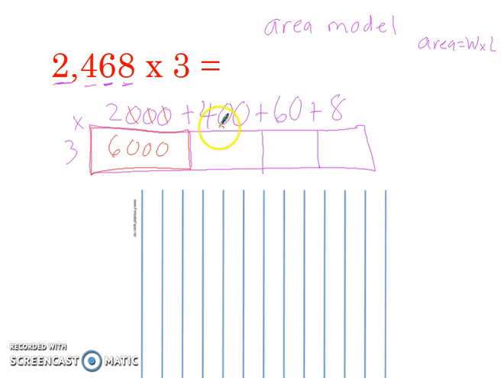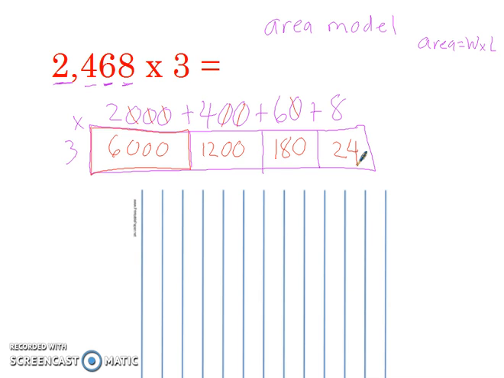In the next box, I have 400 times 3, so 4 times 3 is 12. Append my 2 zeros, that would make it 1,200. Next box, 3 times 60. 3 times 6 is 18 with 1 zero to append. And then the last box area is 3 times 8, which is 24.